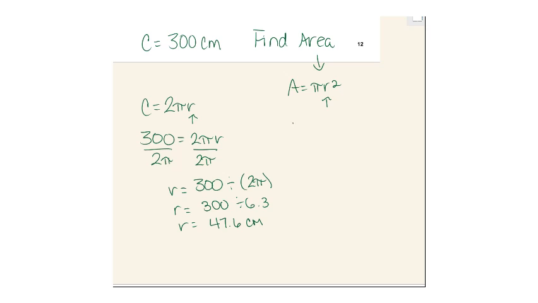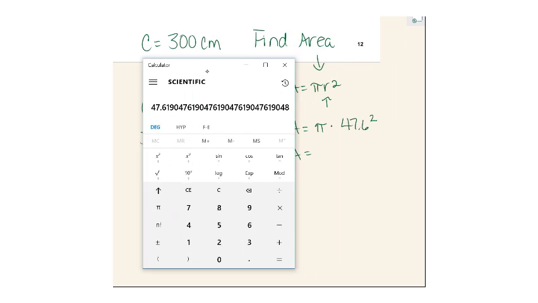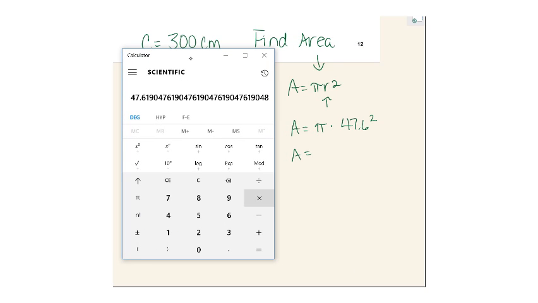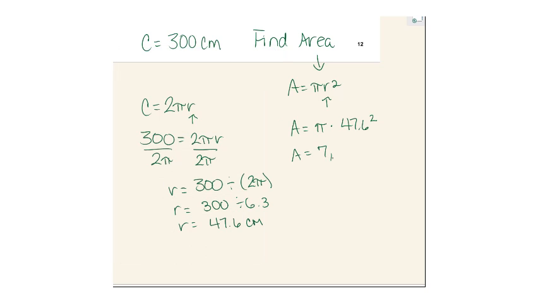So now we're going to plug this into our area formula. So area equals pi times the radius we just figured out, 47.6 squared. And you just put that straight into your calculator. So I'm actually going to hit x squared there, and then times pi. I get 7,123.8. And since it's area, our units will be what? Squared, right? That is the end of your area video.